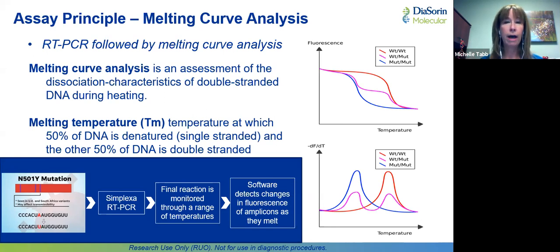And then we do a math trick. Remember back to high school math here, we take our first derivative and we're able to see the exact peak here in blue or red in the bottom of the slide, which indicates the melting temperature of that amplicon that was generated. And through these different peaks, through different melting temperatures, we can predict whether or not there's a mutation present or not. And that's essentially how this melt curve analysis works in the assay principle for the Simplexa SARS-CoV-2 variants assay.